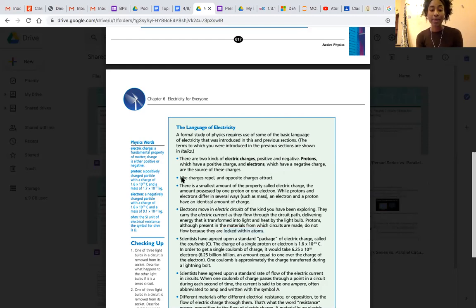So last thing about charges, like charges, like means same. So positive and positive, repel. Negative and negative, repel. They don't want to be close to each other. Negative and positive, attract, okay? So you remember, likes repel and opposites attract.